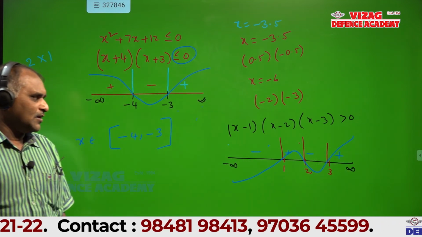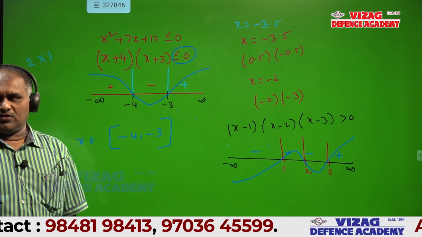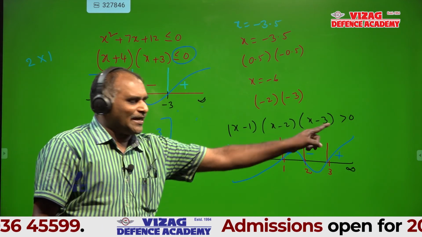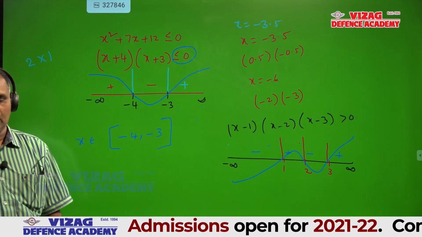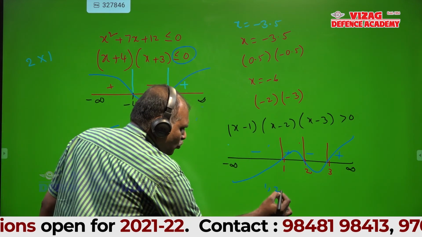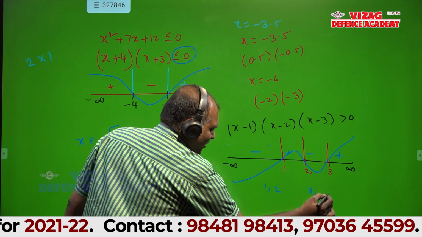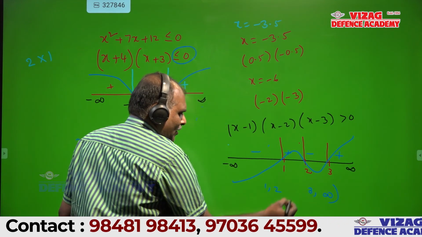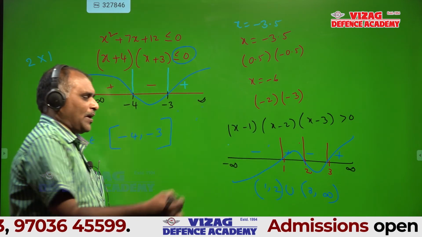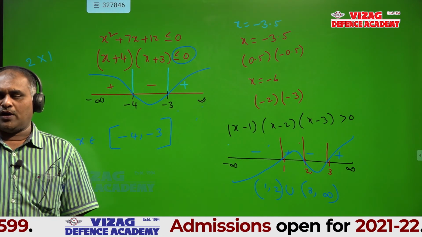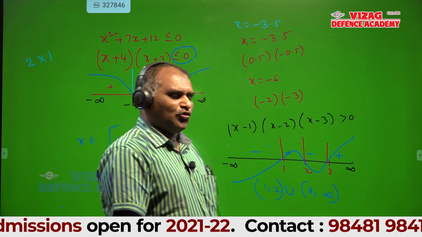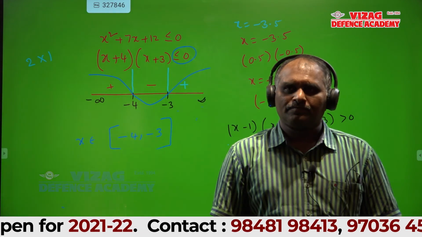x belongs to 1 comma 2 union 3 comma infinity. Greater than means positive sign. Where is the positive sign? 1 to 2 and 3 to infinity. Open, because the equal to sign is not there. Therefore, 1 to 2 union 3 to infinity. Do you understand?